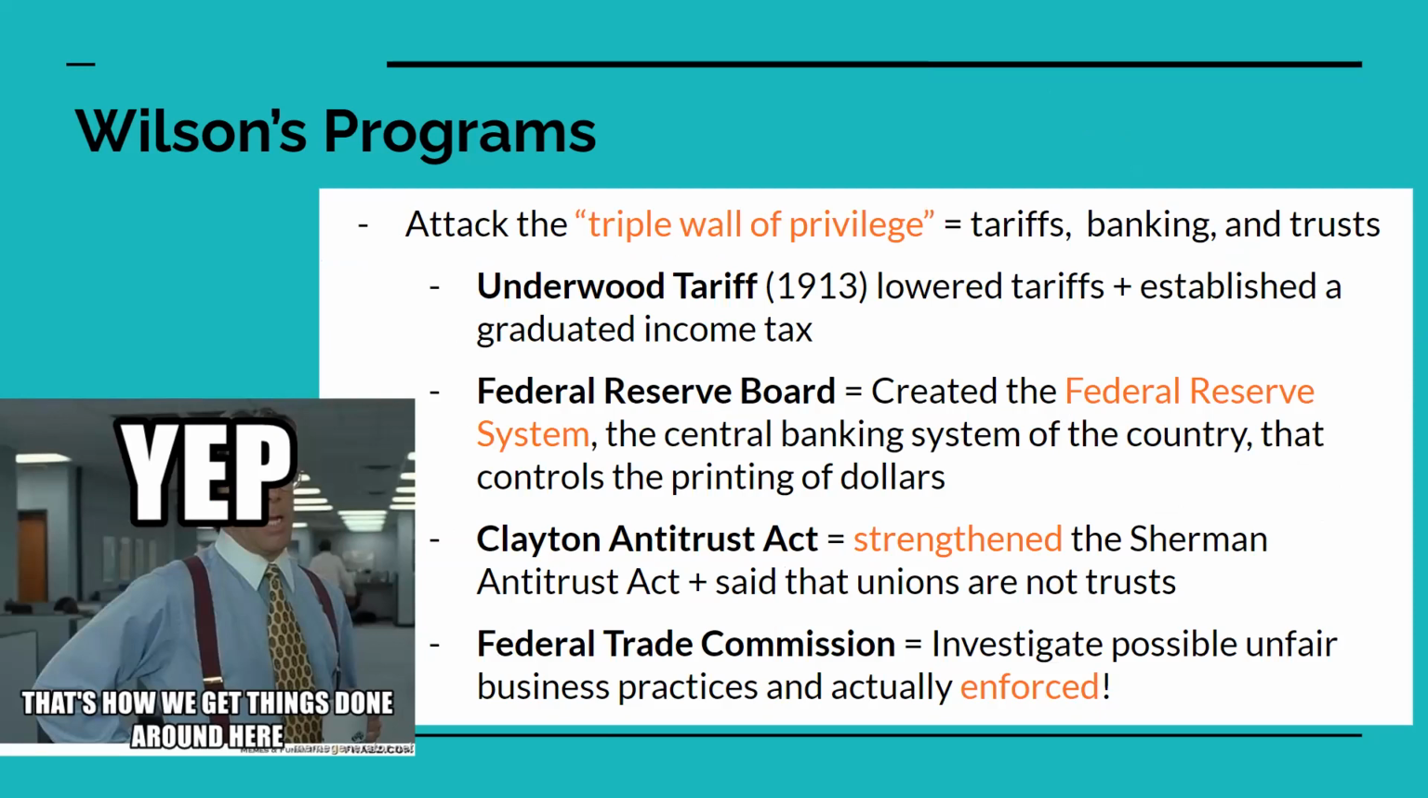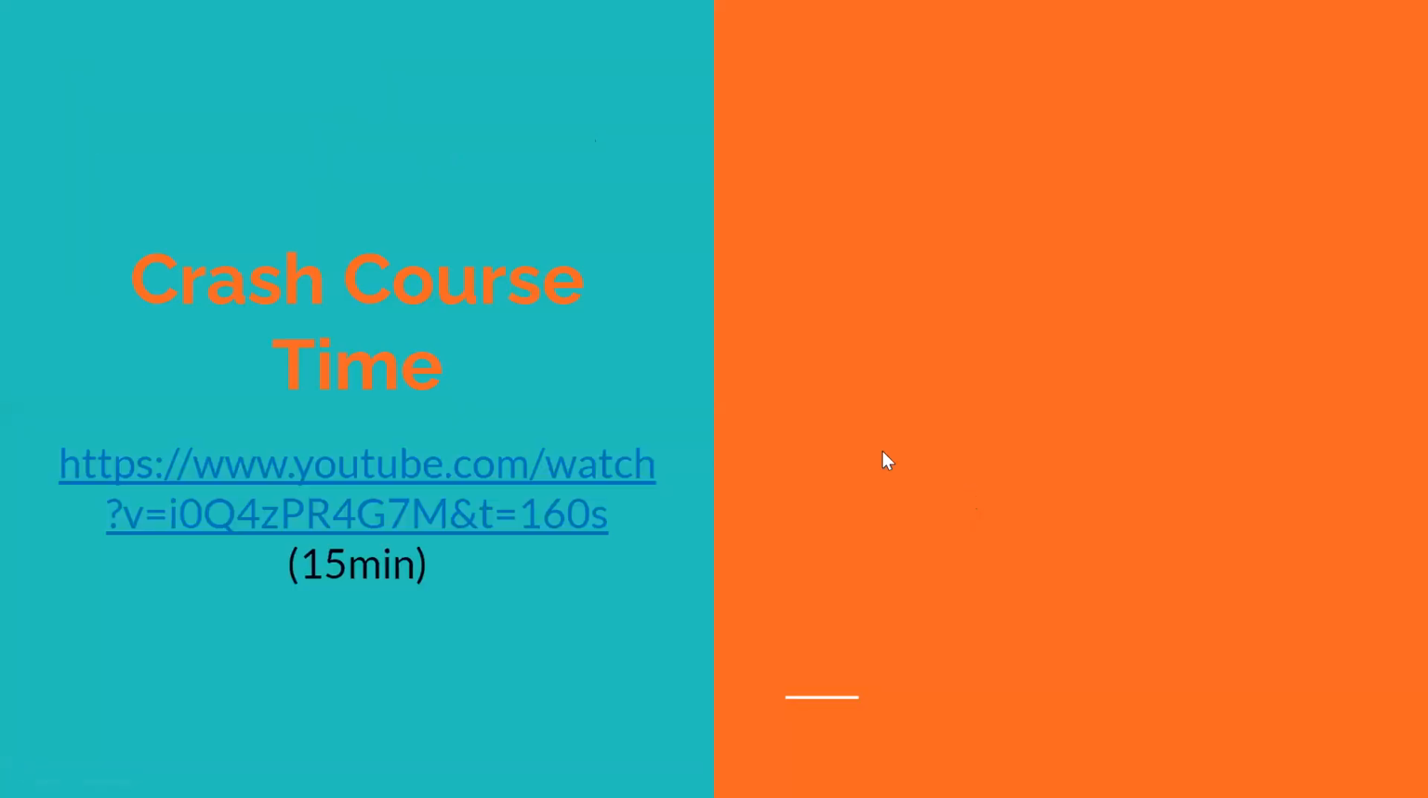The Clayton Antitrust Act strengthened the Sherman Antitrust Act, which basically further defined what constitutes a monopoly and allows the government to go after them more. And the Federal Trade Commission, which is still around today as well, like the Federal Reserve Board, investigates possibly unfair business practices, and it's actually enforced. So this can go after not just monopolies, but also pools, interlocking directorates, all those kinds of things, rebates.